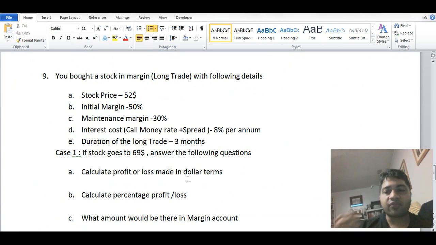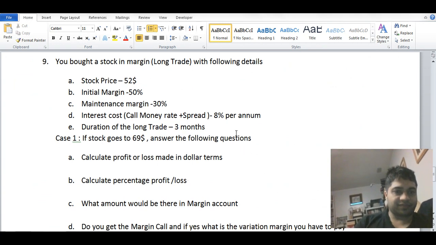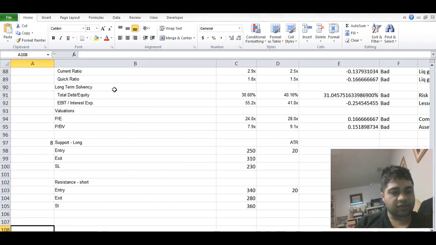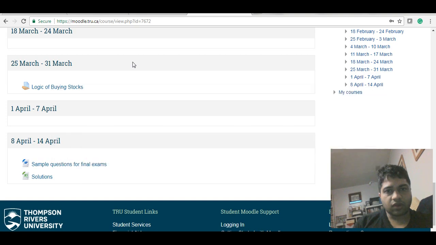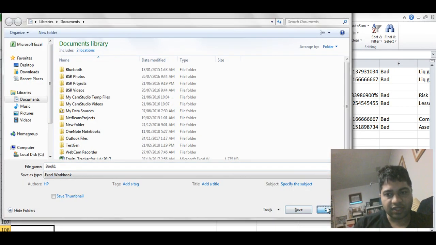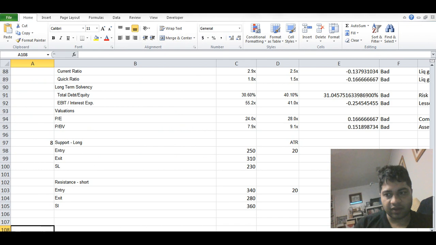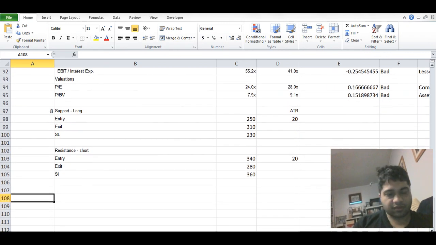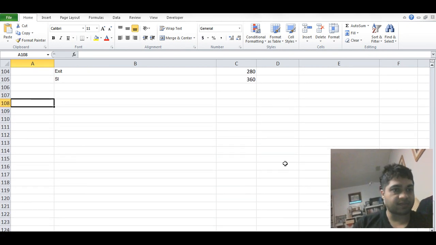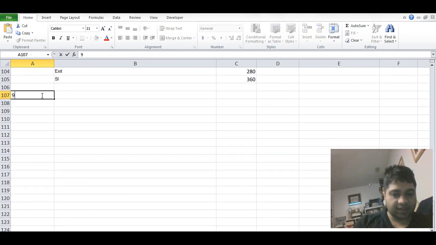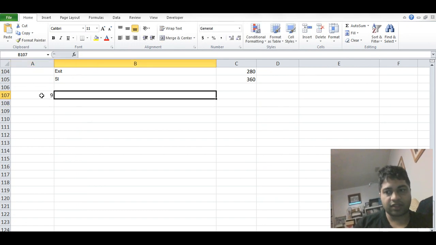Whew. We are finally there on the last question. Yeah. So you have bought a stock in margin. So let me save this file. You have bought the stock in margin. Oh, where did it go? I don't have to save this. I've already solved it and uploaded the file for you. Okay. I need a coffee after this. Yep. Coffee it is. The 9th question.